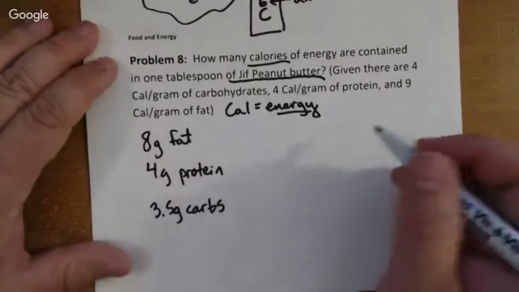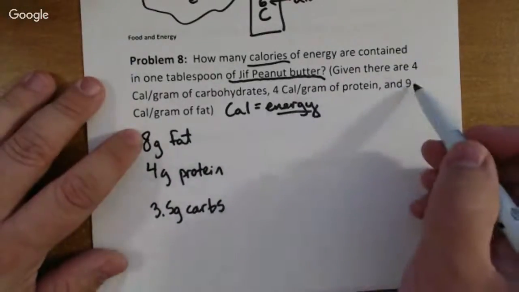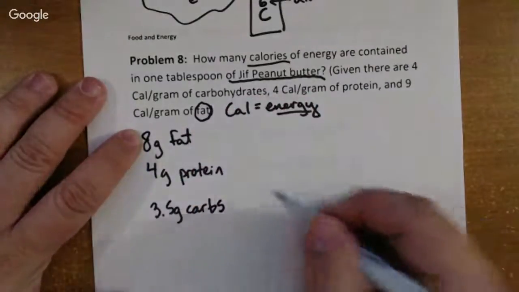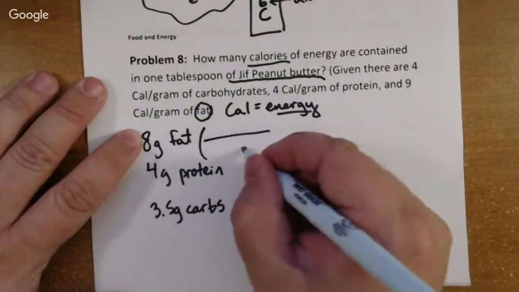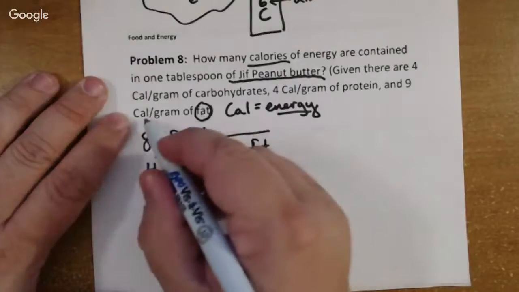So let's start with the fat. So we've got 1, 2, 3 different conversion factors. I'm looking for the one that has fat in it. I want to get rid of the fat, so I'm going to put grams of fat in the bottom, and I'm going to put calories in the top.